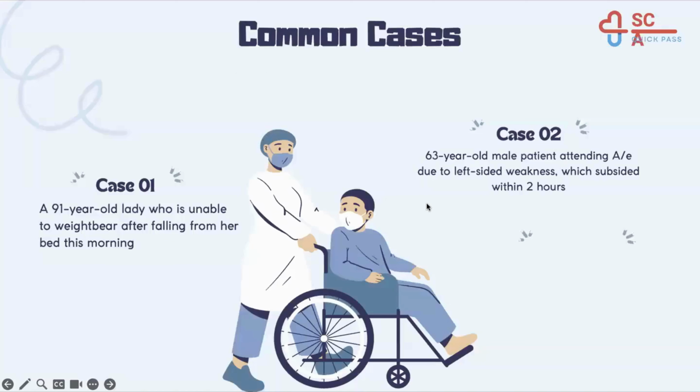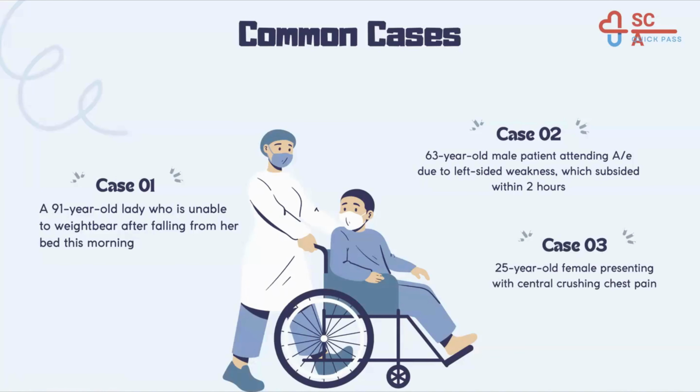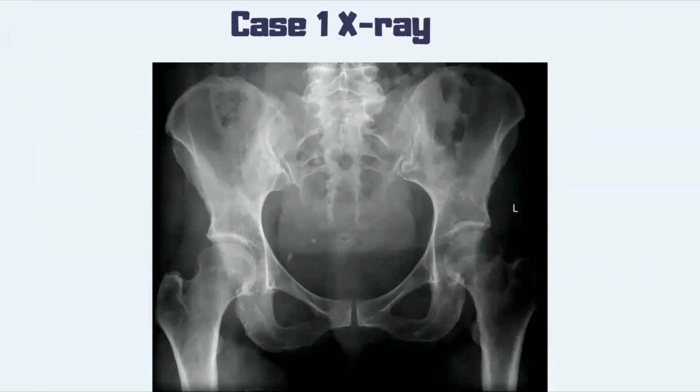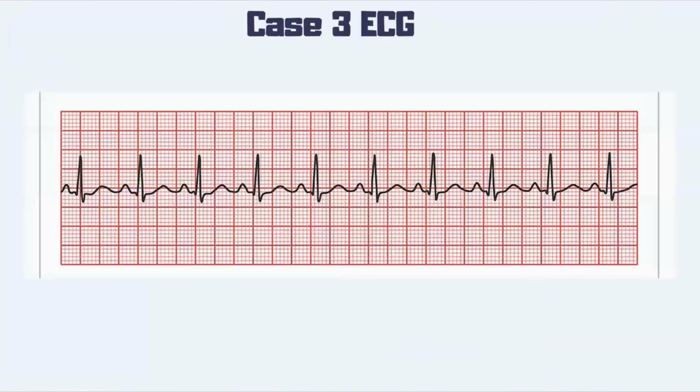So we're going to do our final case, which is again a very common case in A&E, and we see it all the time. This is a 25-year-old female presenting with central crushing chest pain. Usually we do an ECG with anyone who's coming into A&E, so this has to be done in triage. In very rare cases you don't get an ECG, but this is the ECG of the patient. Can anyone tell me what the ECG is showing?